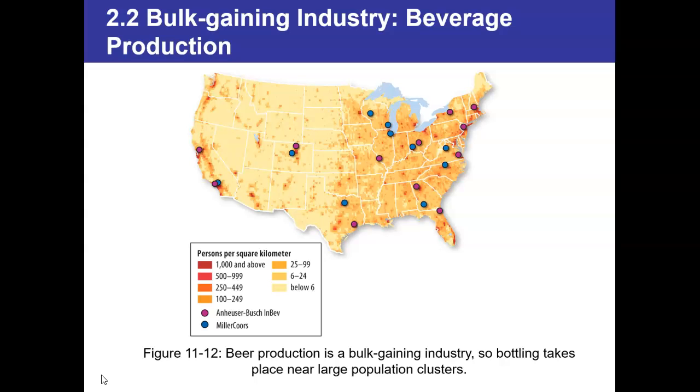So you'll see that the bottling takes place near large population clusters. Again, as the product is finalized, it gains a lot more weight. And so being closer in proximity to the market just means that it's not as heavy and you don't need as many transportation methods in order to get that product to market.